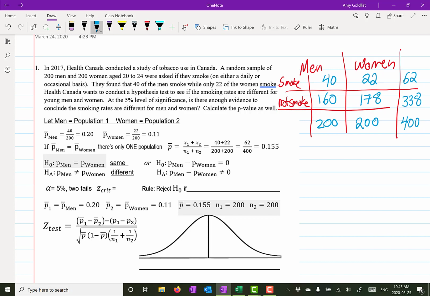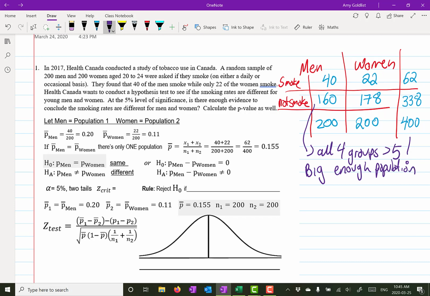Looking at this, I'm going to note all 4 groups are bigger than 5. They're much bigger than 5. That means in this case, we are good to go. We have a big enough population. So we can proceed with our hypothesis test. Here, the only difference in the hypothesis test is going to be in that test statistic. Once we do that, everything's going to go the exact same way it normally does.